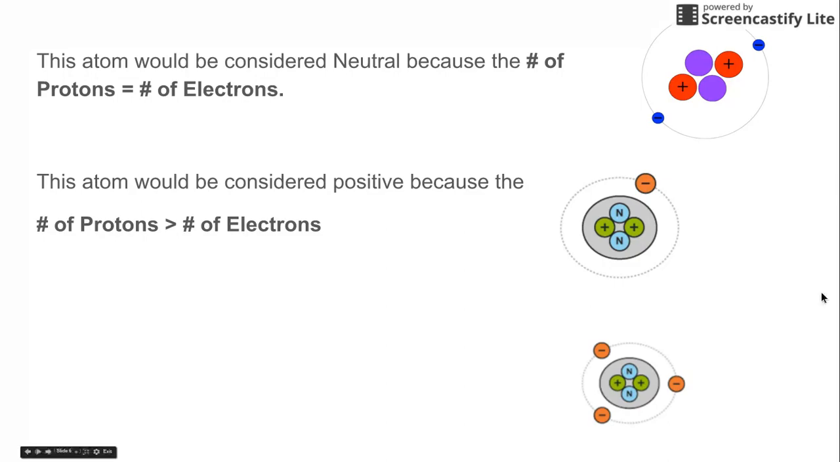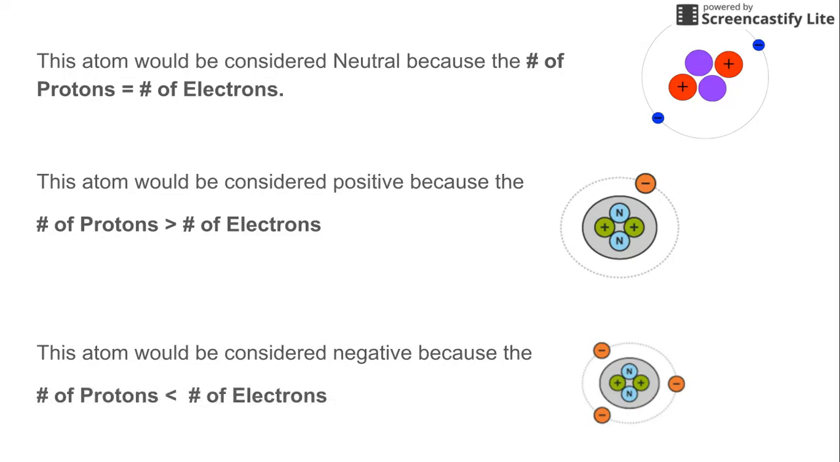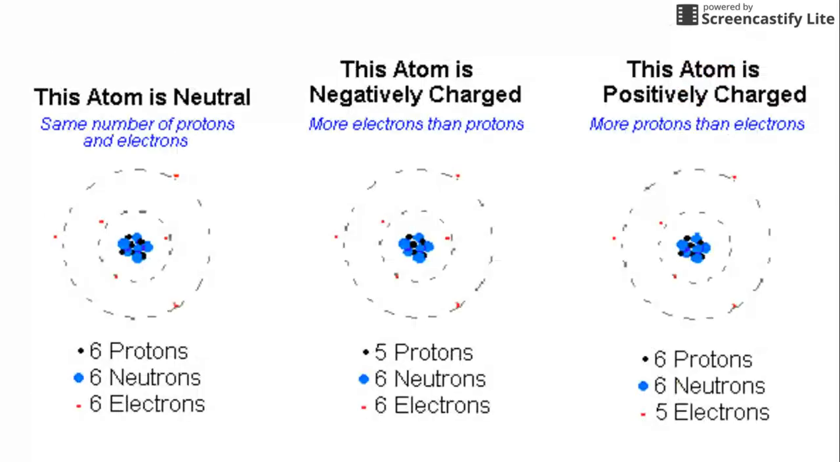Because there's only one electron in this shell and there's two protons, we know that the net charge would then be positive. This atom would be considered negative because the number of protons is less than the number of electrons. So in this atom, we notice that there's 3 electrons around the outside and still only those 2 protons in the middle. This one would have a net charge of -1.